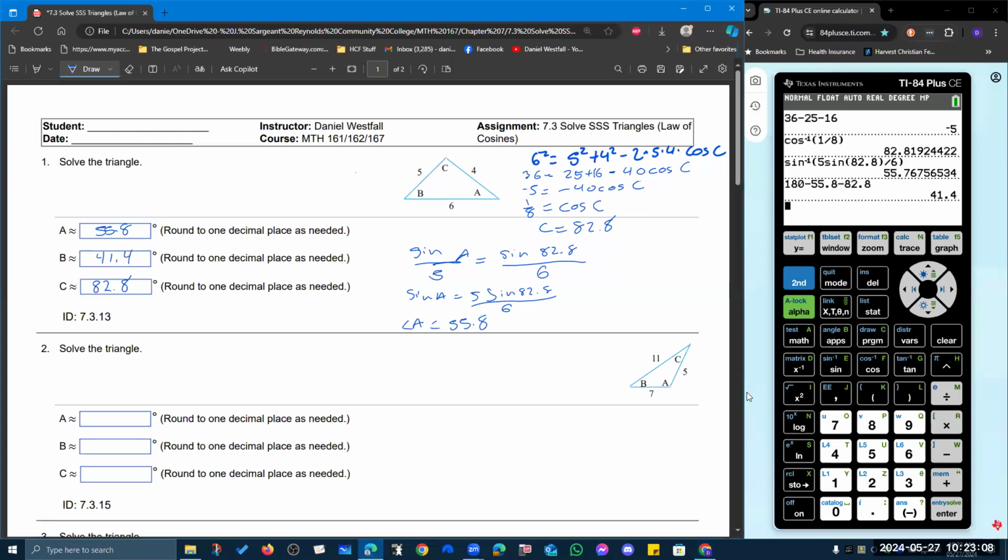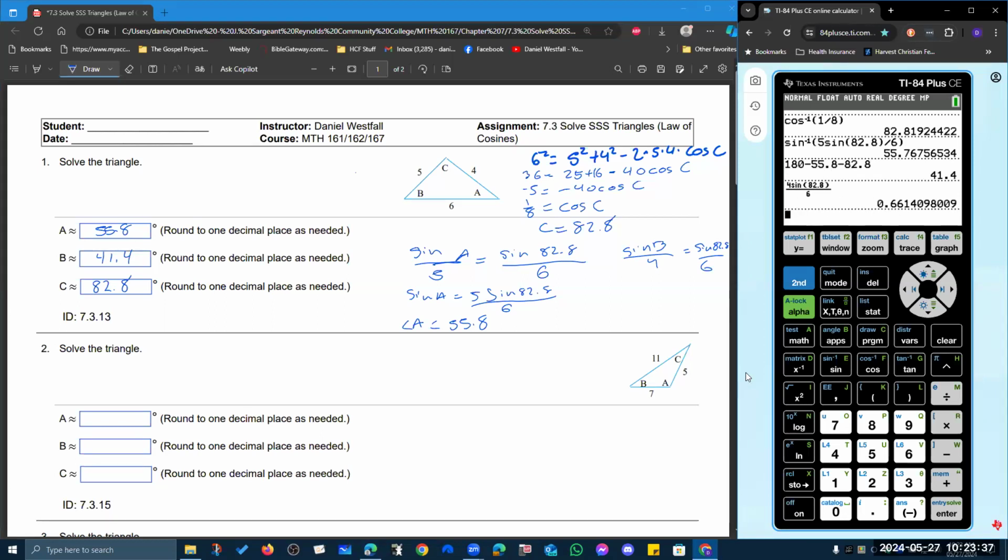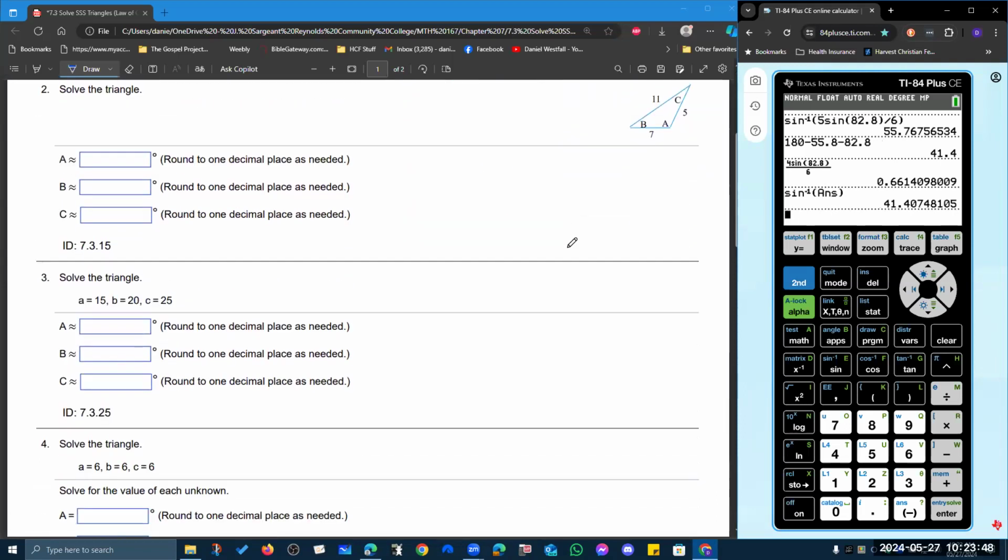If you want to double check that with the law of sines, you can. You should get that sine of B over 4 equals sine of 82.8 over 6. So 4 sine of 82.8 divided by 6, arc sine, second answer, should give me 41.4. All right, moving on to the next problem here.